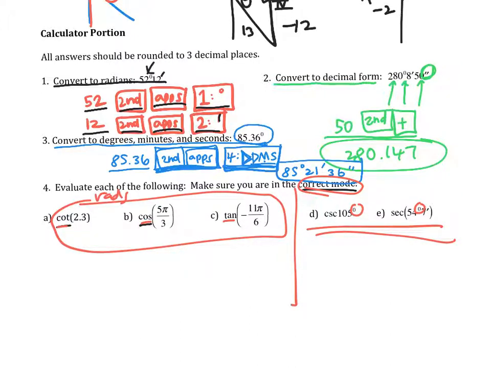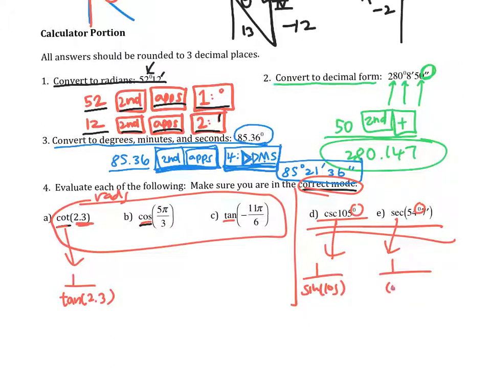A couple things to note: if you have cotangent or cosecant or secant, the way you're going to write this is 1 over tangent of 2.3, because that's an angle there. And then for cosecant, you're going to have to type 1 over sine of 105. For secant, it's going to be 1 over cosine of 54 degrees and 7 minutes. And then you hit enter, rounding to 3 decimal places.